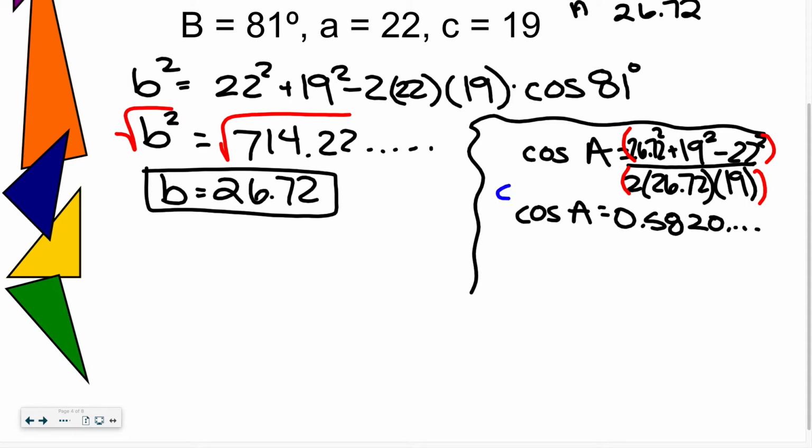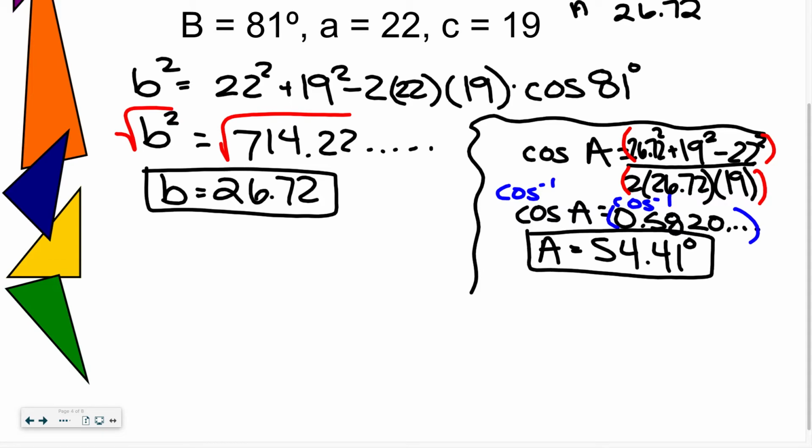And then, of course, we want to solve for A, so we're going to inverse cosine this value. Again, here's another great opportunity to use second cosine, second decimal, second answer. It'll do it for you. So I'm getting angle A to be 54.41. Anybody got any questions about that?